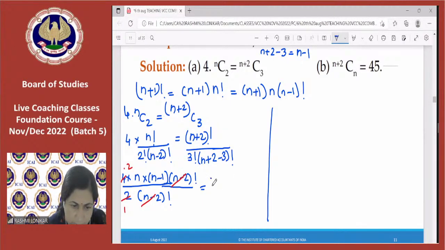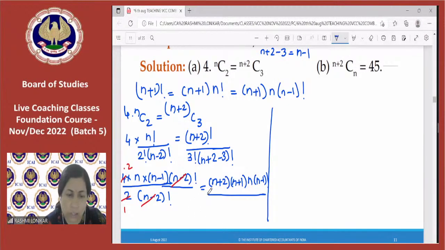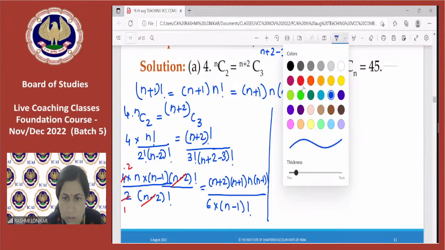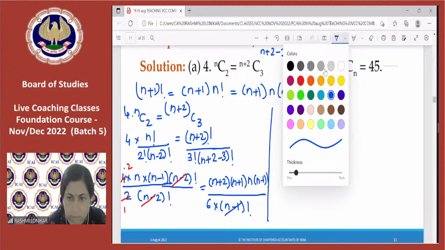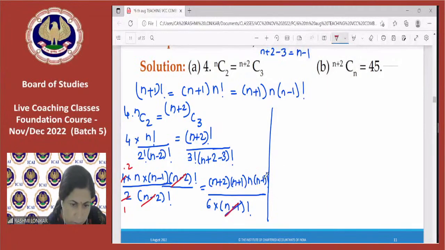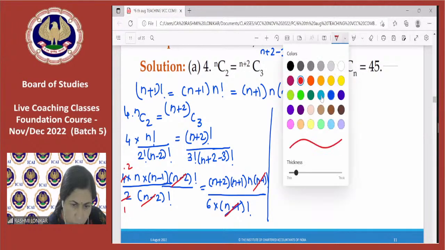So I will write n plus 2 factorial up to n minus 1. So I will write this as n plus 2 into n plus 1 into n into n minus 1 factorial upon, how much is 3 factorial? 6, and into n minus 1 factorial. This n plus 2 minus 3 becomes n minus 1 factorial. So I will have this n minus 1 factorial. This n minus 1 factorial will cancel with this n minus 1 factorial. So what will I be left with?